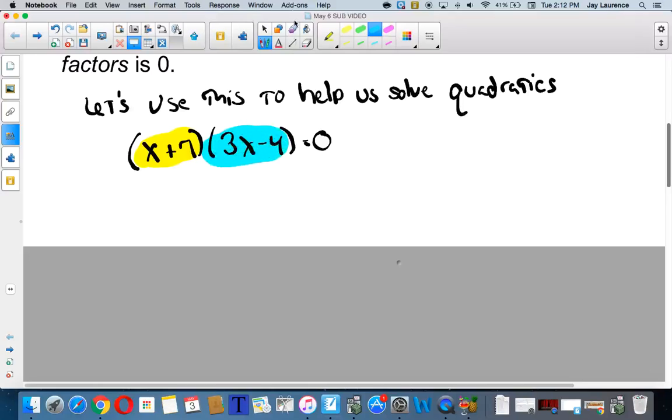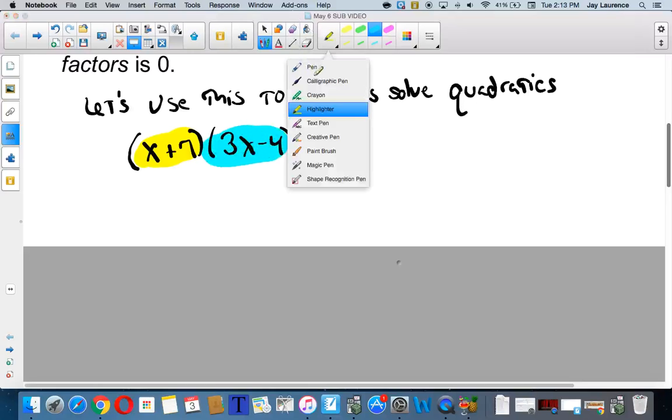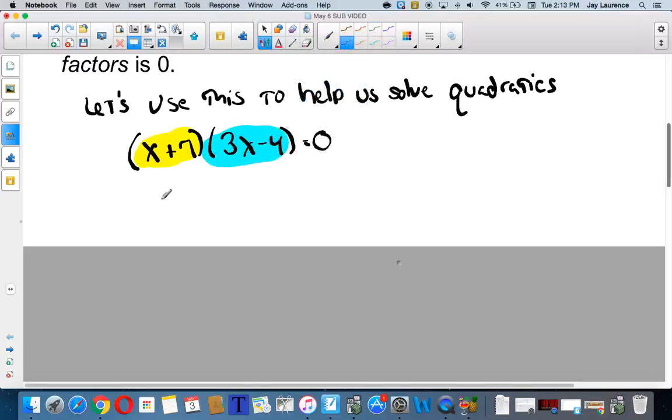Well, how do I know when they're equal to 0? This is the easy part. This is so simple. Please don't make this hard. I'm going to take each factor, first the x plus 7, and set it equal to 0. Then I'm going to take the 3x minus 4 and set it equal to 0. What am I going to do? I'm going to solve both of them for x. So I'm going to subtract 7 here, subtract 7 here. You should be taking notes on this. If you need to, pause the video, that's fine. x equals -7. All right.